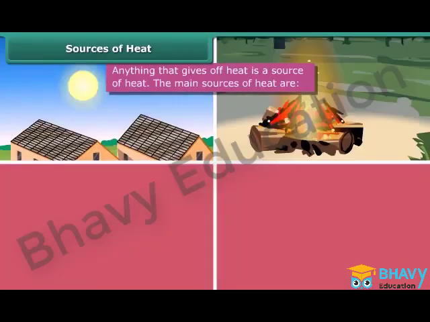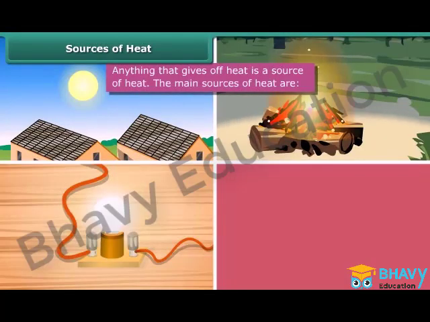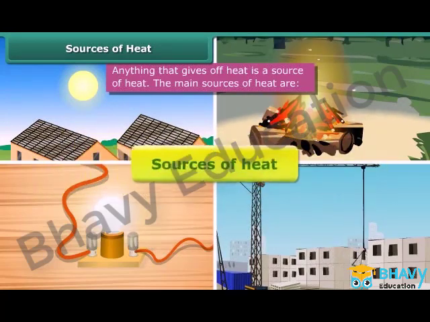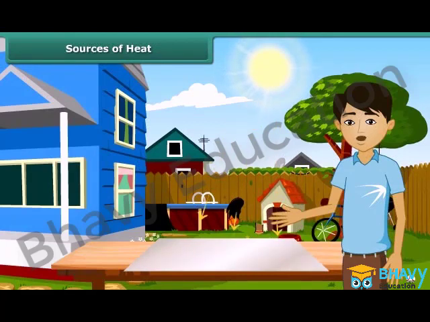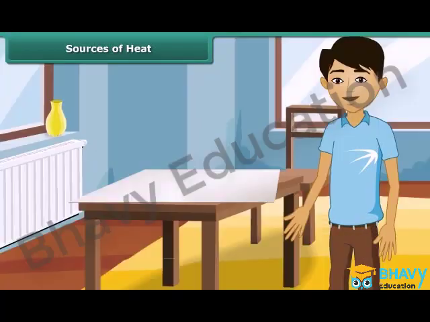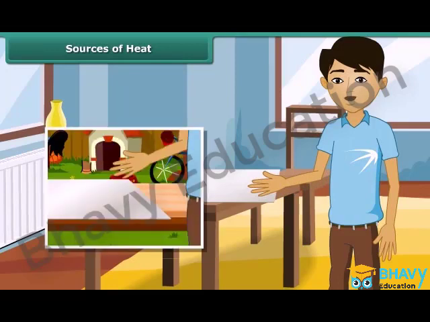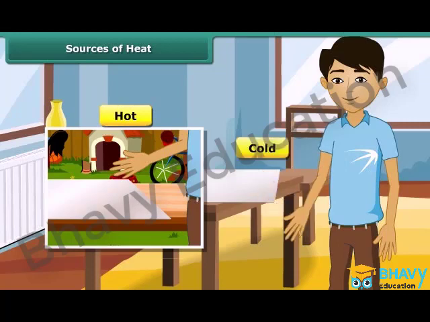The sun, burning fuels, electricity, and mechanical work are sources of heat. Let us perform an experiment. We keep tin or aluminium sheet out under sun and touch after some time. We then place the same tin or aluminium sheet inside the house. Touch the sheet after some time. In the first case, we feel hot, and in the second case, we feel cold.